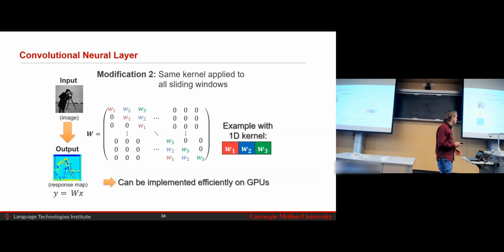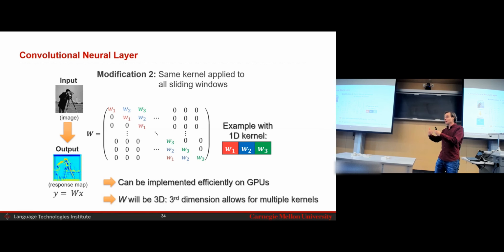Now, in reality, what's really nice is it can be done really efficiently. So I got one response, we'll call it a response map, from this. And then often this W is going to be not 2D, but 3D. So you have multiple of those kernels, multiple of those templates. Maybe some for edges this way, some edges this way, some all of those edges.